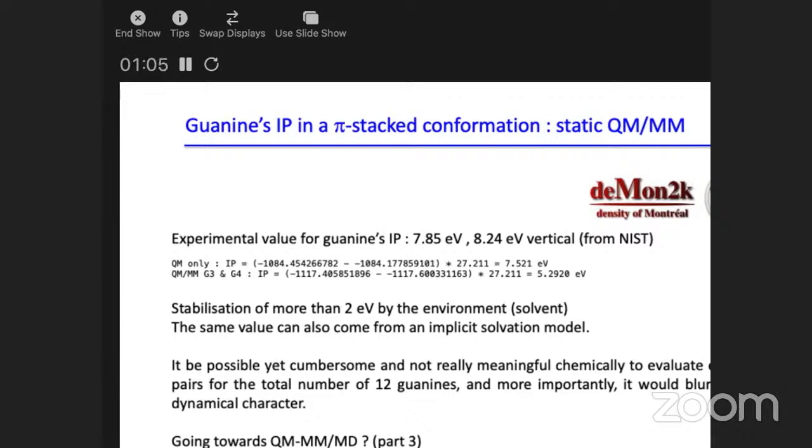So what we would like to do, once we have an idea of what is this effect that is lower than the one that corresponds to the choice of the DFT or stuff like that, is to go to QMMMD and plot some energy over time.